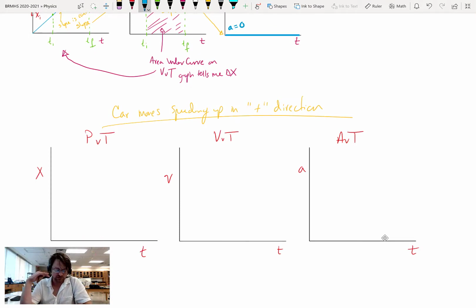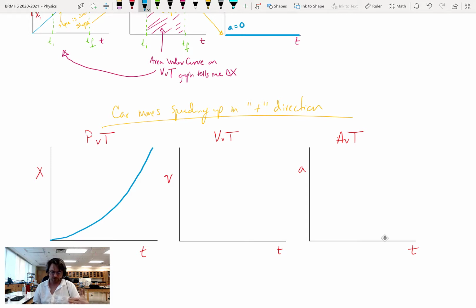Alright, I got my graphs labeled. Now I'm talking about a car that's speeding up. It's starting from rest at the 0 position, so it's starting at rest at x equals 0, and it's going to speed up at a constant rate. We should have a quadratic or squared function right there for our position versus time graph.